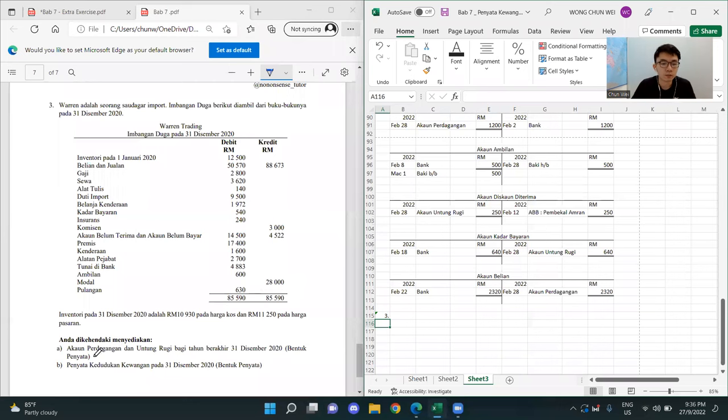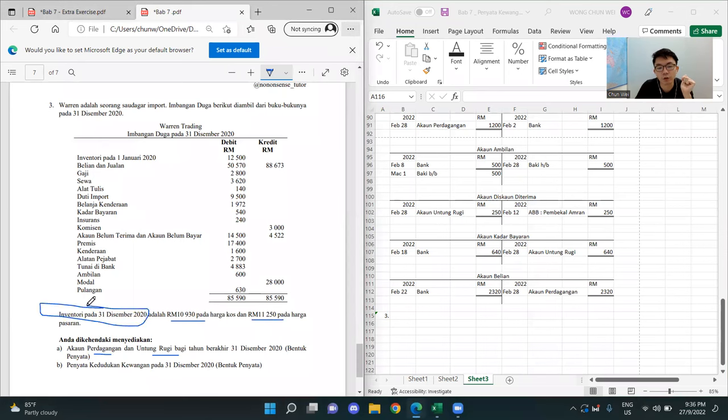So, akaun perdagangan dan akaun untung rugi. Alright. Then here is the info, the imbangan duga. Then here dia cakap inventory pada 31 Disember 2020 adalah 10,930 pada harga kos. And then 11,250 pada harga pasaran. So this is your inventory RQ. So now I already told you before, when you want to choose the figure, the cost bagi inventory RQ, we take the amount yang terendah, the lowest amount. So here will be the 10,930.